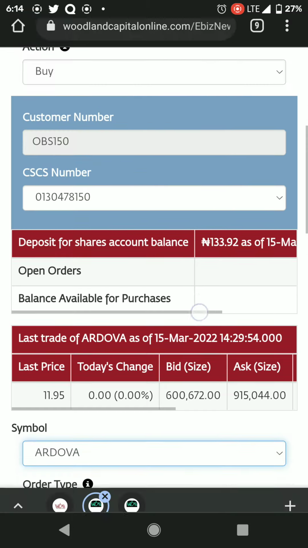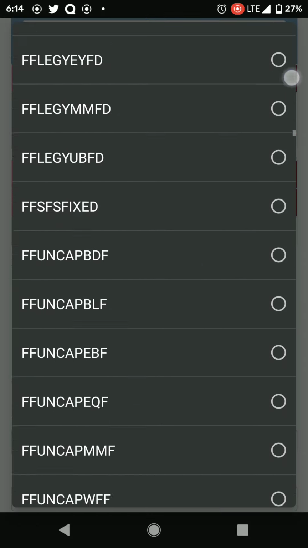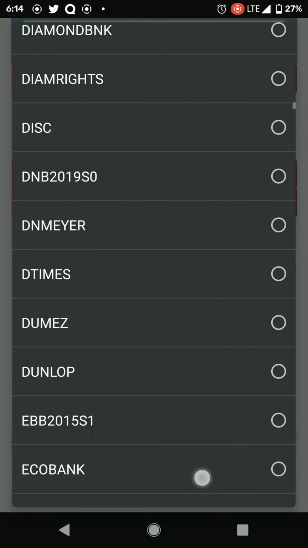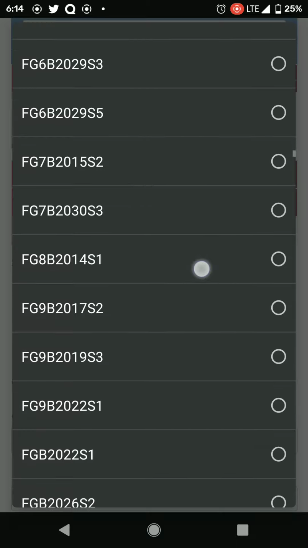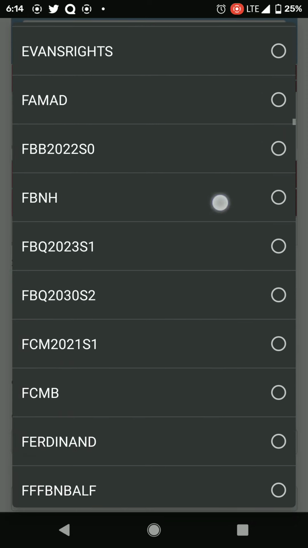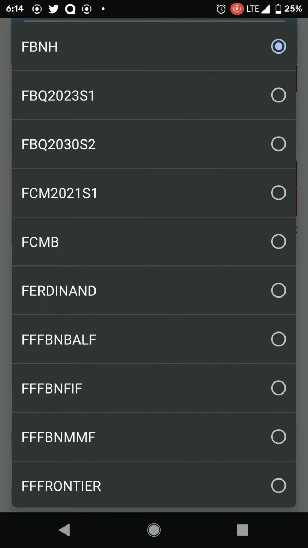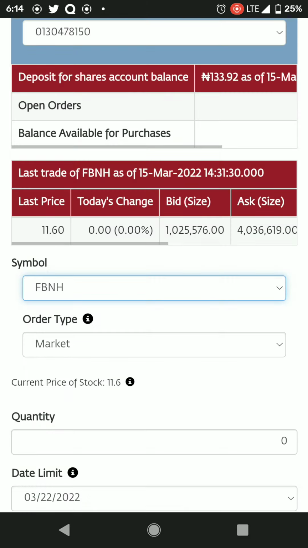I want to pick a stock that has experienced a change today. I want to pick a banking stock. Banking stocks always go through frequent changes because they are heavily traded. So I'm choosing First Bank, which is FBNH. That's a symbol. So please, you can look up symbols. Just use your Google search. You just type First Bank Nigeria stock code, something like that. The symbol will show. Then it will come up with the price.